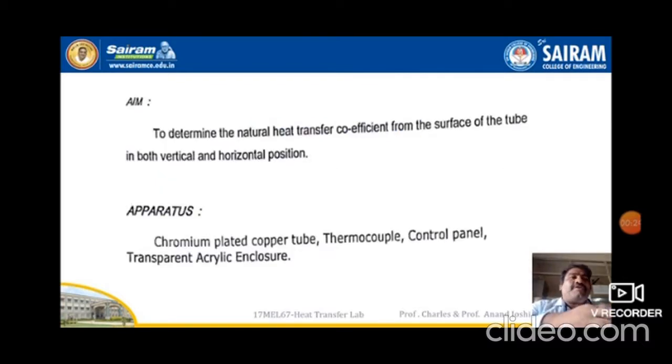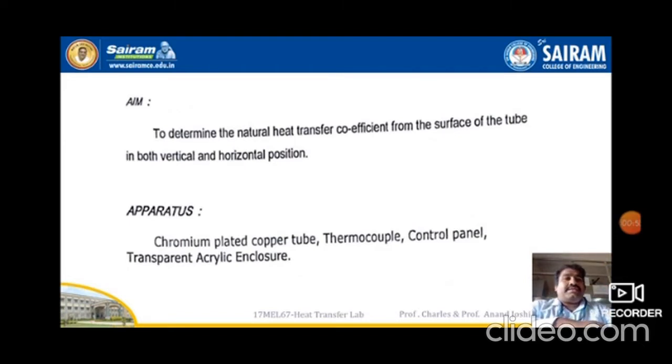So what is the aim of the experiment? To determine the natural heat transfer coefficient from the surface of the tube in both vertical and horizontal positions. Here the apparatus is there, suppose it is like this. In both ways, vertical as well as horizontal direction, we have to conduct the experiment for finding the heat transfer coefficient through natural convection.